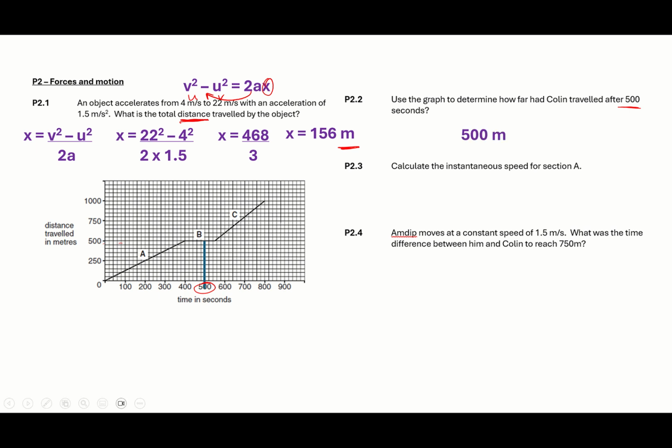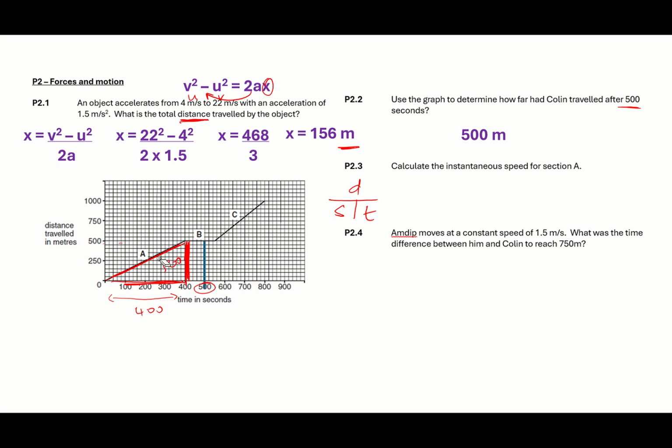Next one, it says calculate his instantaneous speed for section A. So there's section A. If I just put a red line around it, and we know speed equals distance divided by time. So we're going to need our formula triangle. And now I can find the distance on this part here. So that's 500. Time is here, 400.